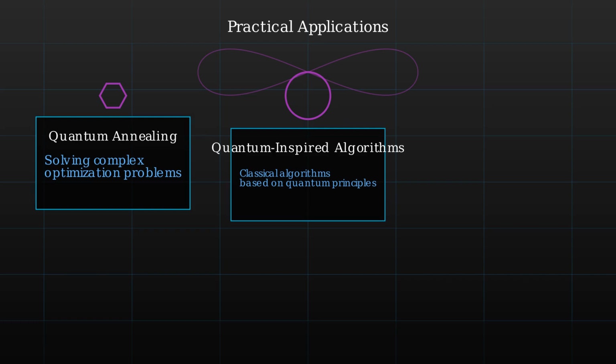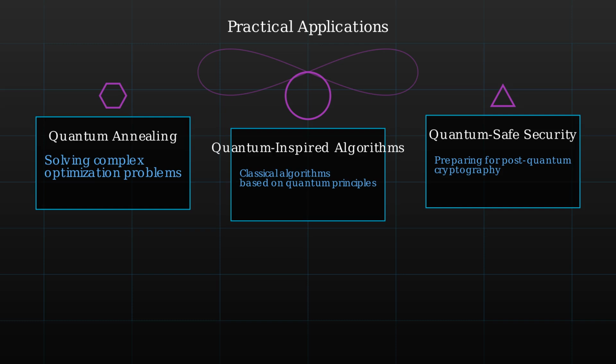Even as we wait for full-scale quantum computers, quantum-inspired algorithms run on classical systems provide performance boosts for many business problems. Organizations are already planning for quantum-safe security, to protect against future quantum threats to current encryption methods.